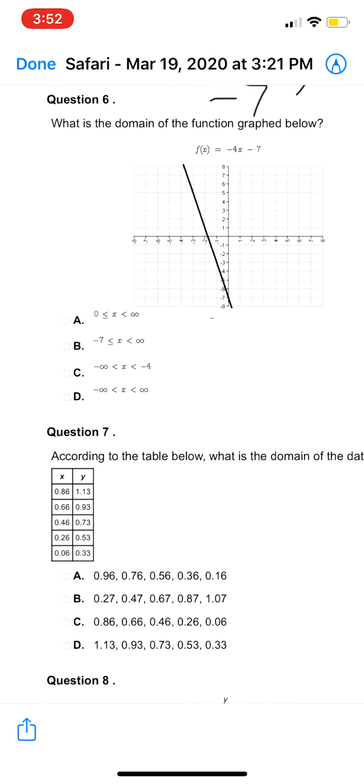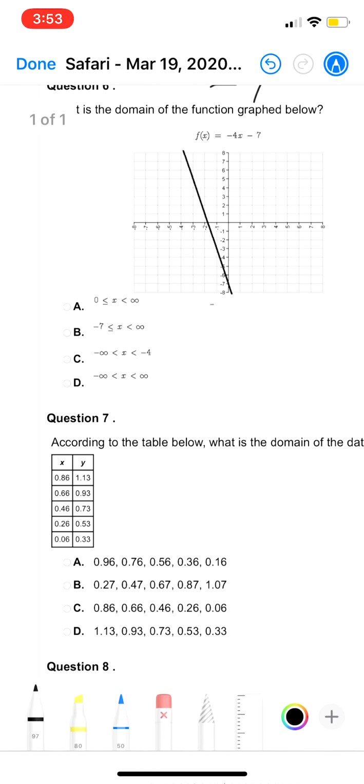Question 6 says, what is the domain of the function graphed below? So this function here, f of x equals -4 minus 7, is basically the graph of a line. Remember, a function just means that it would pass the vertical line test. And this looks very similar to y equals mx plus b because it's essentially the same thing.